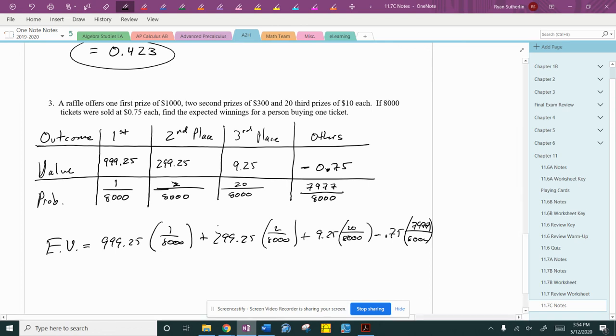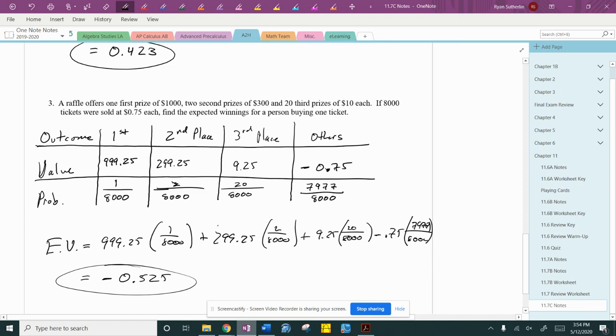Let's see, we have 20 out of 8,000 for third place. And then the last one is we are losing 75 cents, and there are 7,977 of those out of 8,000. I put all that in, and I get this, that a person loses on average a little bit more than 52 cents a ticket.